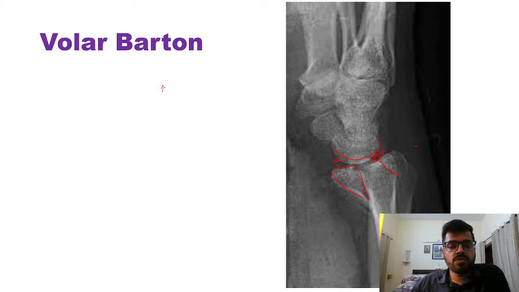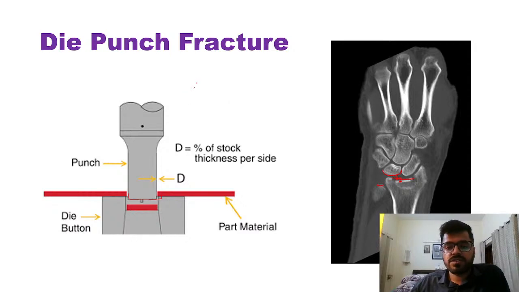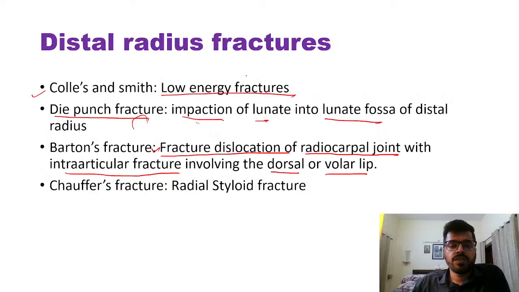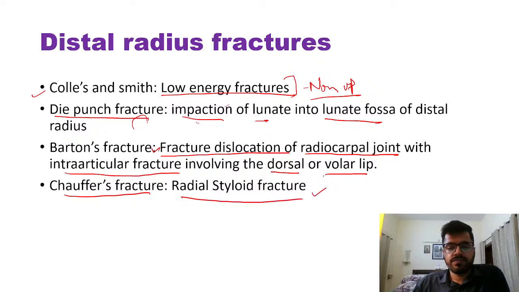These need to be operated. Die punch fracture also needs to be operated. Colles and Smith can be managed non-operatively. Then there is Chauffeur's fracture, which is a radial styloid fracture, as you already know.